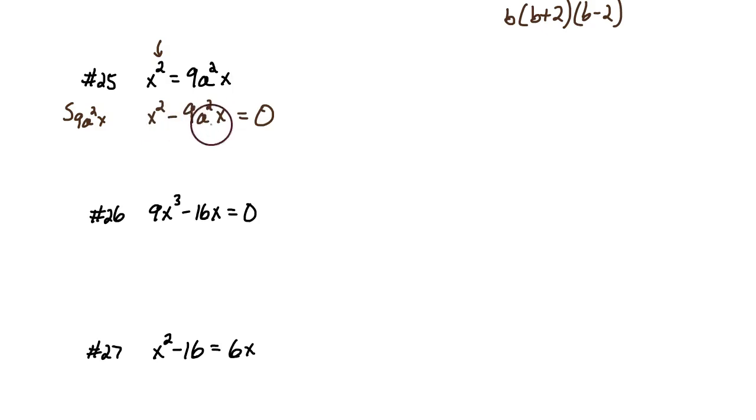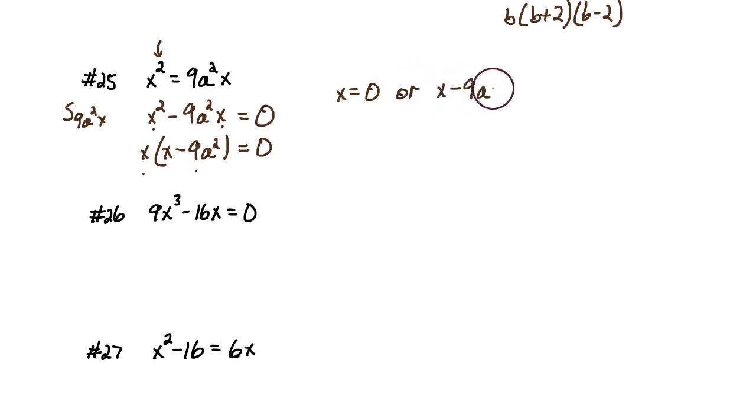Now let's factor this. Both of them have an x, so we can factor an x out the beginning. And we're left with x minus 9a squared, and that's equal to 0. Now take both of those factors and set them equal to 0. So we have x equals 0, or x minus 9a squared is equal to 0.